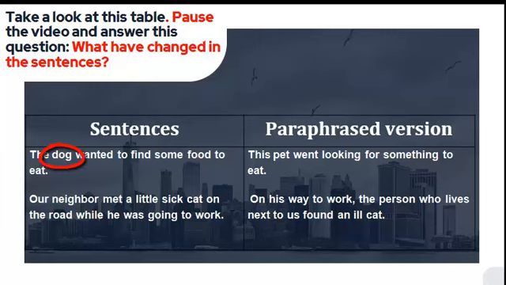For example, take the first sentence. We have the dog, we have pet, we have find, we have look for, we have something, we have food. The second sentence, we have neighbor, we have the person next to us, we have sick, we have ill, we have way, we have road, we have found, we have met. We also have change on the level of the structure. We have a clause in the first sentence, as you can see, while he was going to work. The second sentence, we have just a phrase, on his way to work. So you can see a lot of changes there.